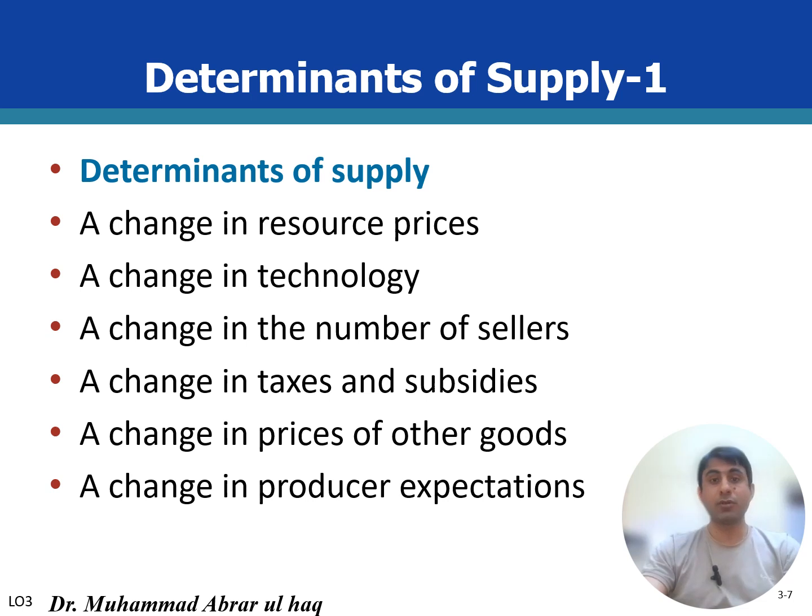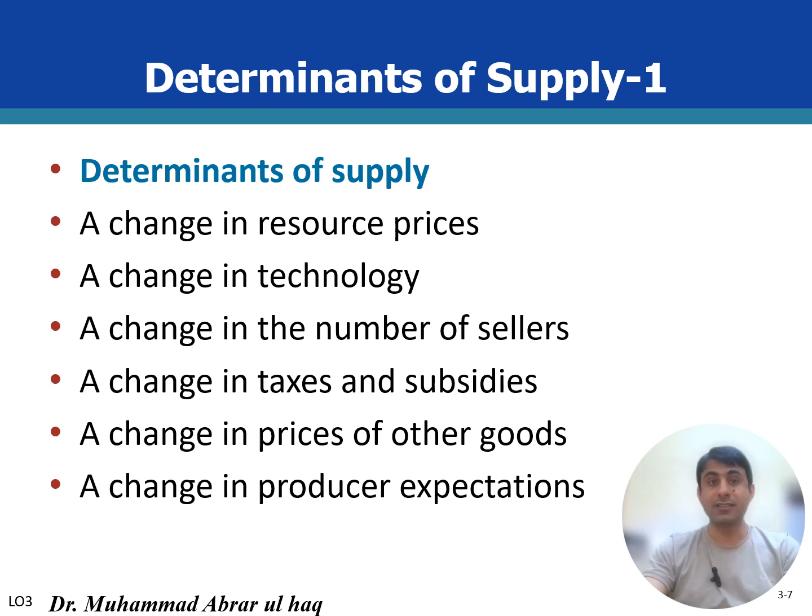Like changes in the number of sellers. An increase in the number of firms entering the industry typically increases the supply. The more firms there are, the more supply there will be in the market. And vice versa, a decrease in the number of sellers, or producers, or firms in the market will reduce the supply in the market.